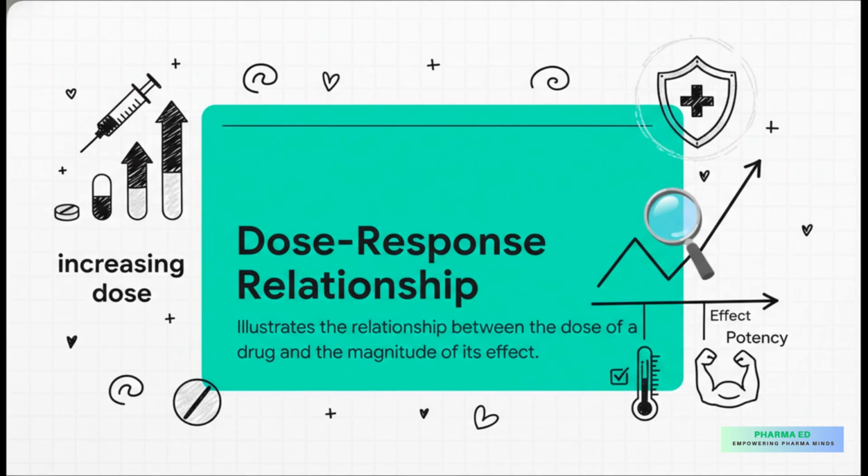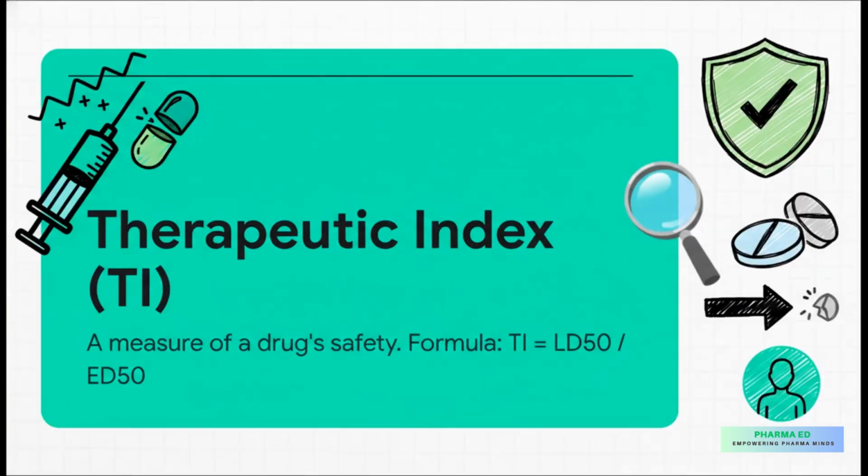You see that flat line at the top, the plateau? That represents the drug's maximum possible effect. We call that its efficacy. Understanding this curve is so important, and it leads us straight to our next point, a crucial measure of safety. And that crucial measure is the Therapeutic Index, or TI. It's basically the ratio of the dose that can be toxic versus the dose that's effective. To put it simply, a high TI is great news.